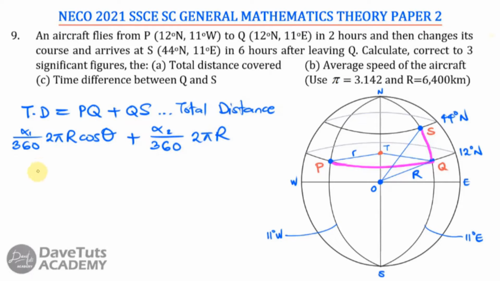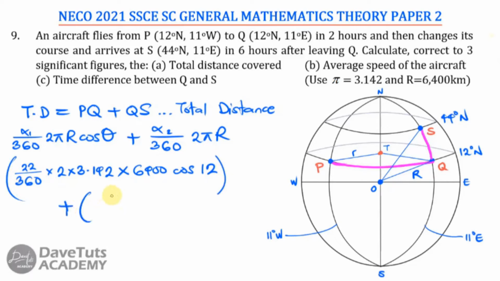So if you want to put in those values, just like we got initially, alpha 1 is 11 plus 11, which is 22, over 360 multiplied by 2 multiplied by pi, which we are given as 3.142, multiplied by the radius of the Earth, 6,400, then cos of the parallel of latitude, which is cos 12. So this is PQ, plus QS, and QS is alpha 2, the angular difference between 12 and 44. We got that to be 32 over 360 multiplied by 2 pi, 3.142, multiplied by R, 6,400.